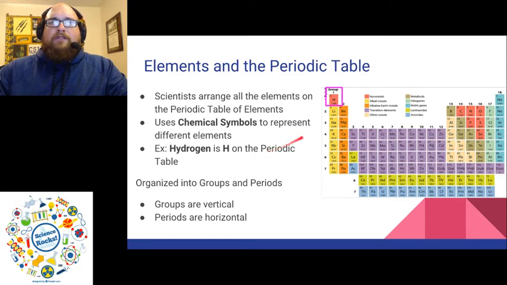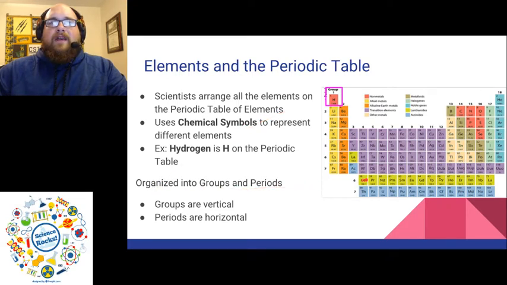Well, if we come over here to the periodic table, we can see it right here, okay, and it has that symbol H. What this does is this allows us to not have to write out the name of all the elements when we use the periodic table. Because of its organization, we can actually figure out information about specific elements and how they can combine with others to make new things.